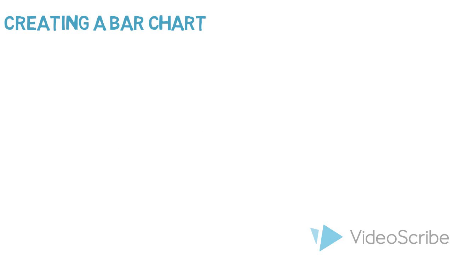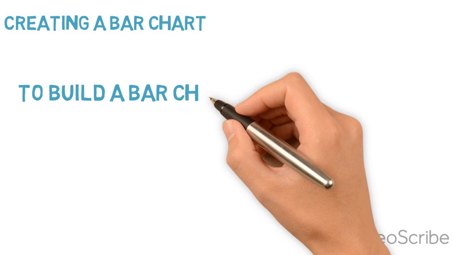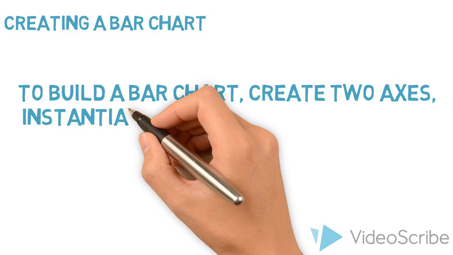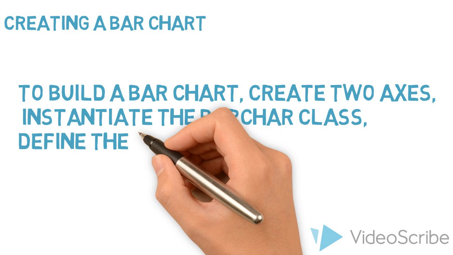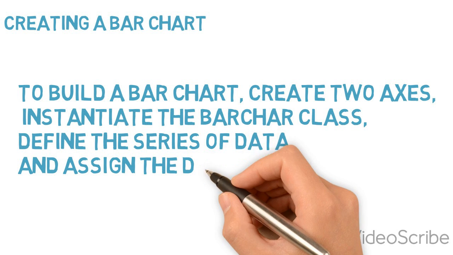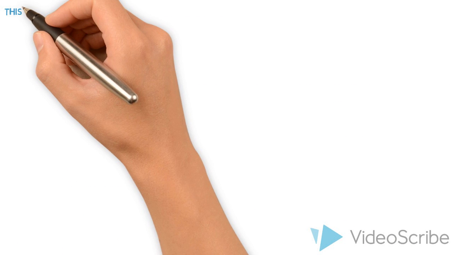Bar chart. Creating a bar chart. To build a bar chart, create two axes, instantiate the bar chart class, define the series of data, and assign the data to the chart. This is a sample code of a vertical bar chart. This is the output of the code.